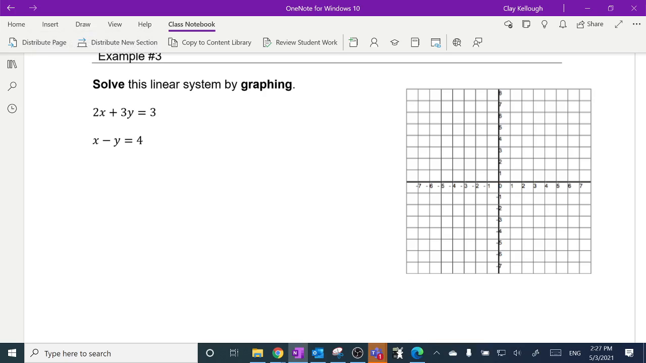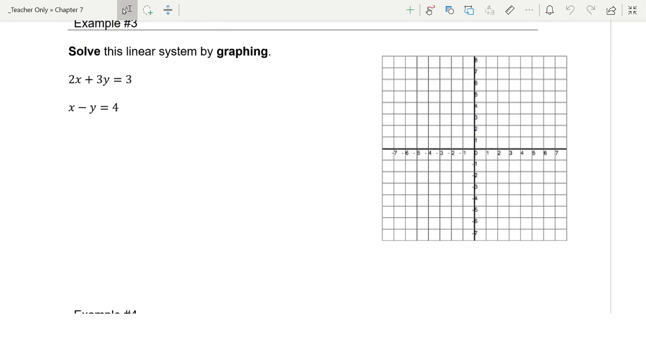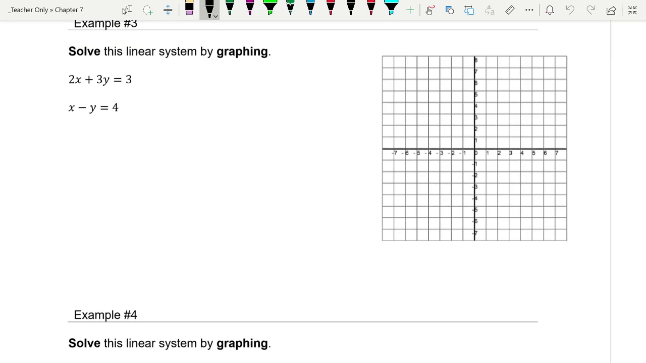How do you want to graph that first one? The y-intercept is super easy to find in that first equation, right? Because if x is 0, you get 3y equals 3 and y equals 1. So I have a point that I can put on here. There we go. I have the point when x is 0, y is 1. So there's 0 over 1 up. There's the first part. And what's the next?